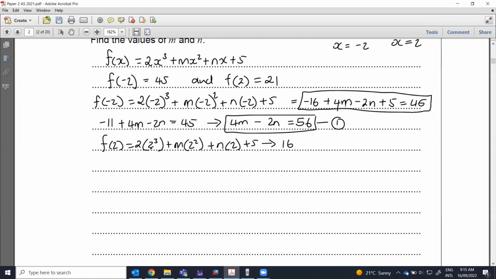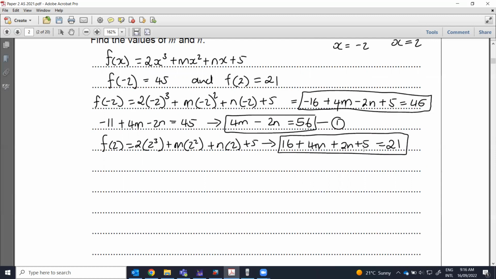2 cubed is 8. 8 times 2 is 16. And then 2 squared is 4. 4 times m is 4m. And then 2 times n is just 2n. Then 5. And remember, f of 2 is equal to 21. So this is 21. So again, this one here is what I'm going to focus on.